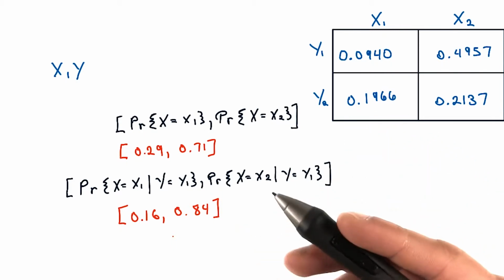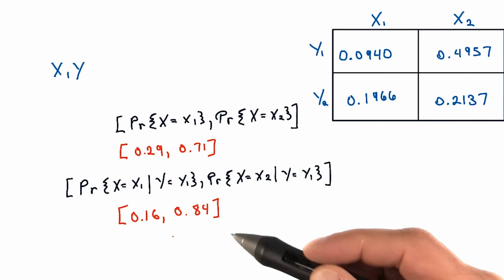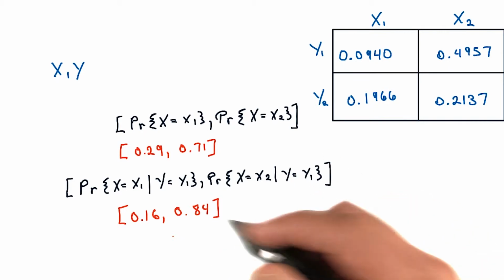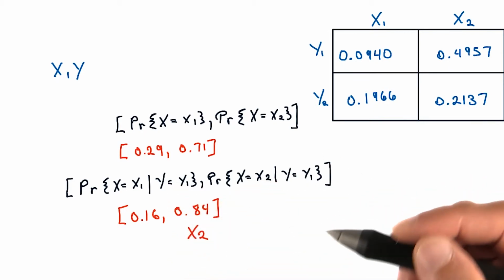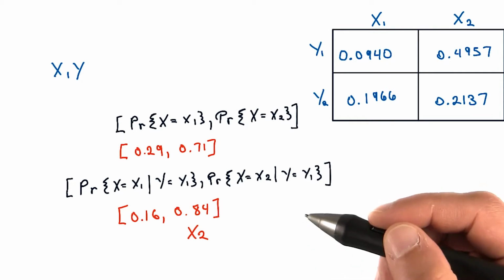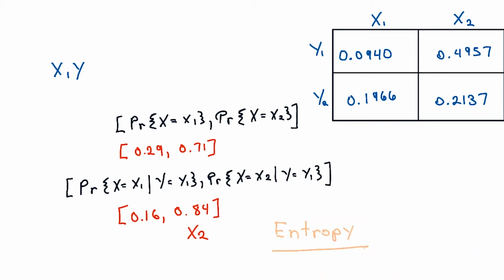Intuitively, we know that. It caused the probability to skew a little bit to one side, in this case, towards x2. It turns out there's an expression to measure the degree of skew of a probability distribution. This expression is called entropy.